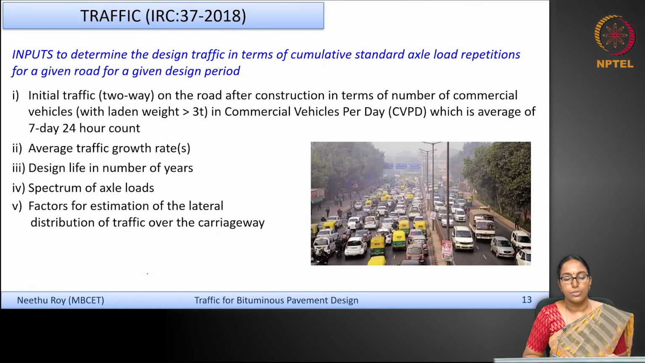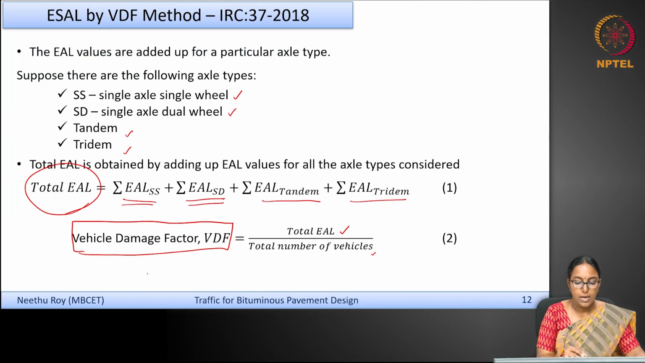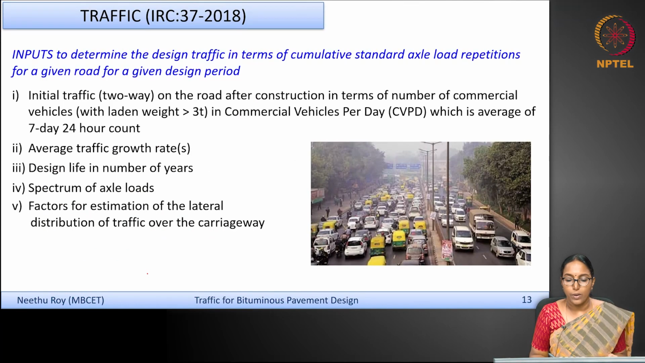How to consider the traffic as per IRC 37, let us discuss what is the input that goes in here. What I have discussed is only the vehicle damage factor. Now this vehicle damage factor has to be used to get the total ESALs of the actual traffic. So let's see how that is done. The input that you require is the initial traffic. Now what you are going to find out is the cumulative standard axle loads for a given road for a given design period, for which you are going to design the pavement structure. So first you need the initial traffic.